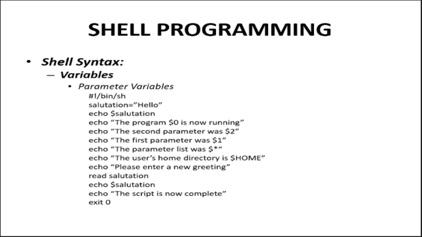Now we will look into an example of parameter variables, where I am initializing the variable salutation with hello, and I am echoing the variable salutation, and also echoing the parameters like $0, $1, $2, $* and so on. Now I will show you the same on the terminal.